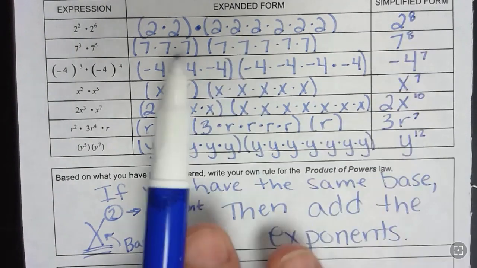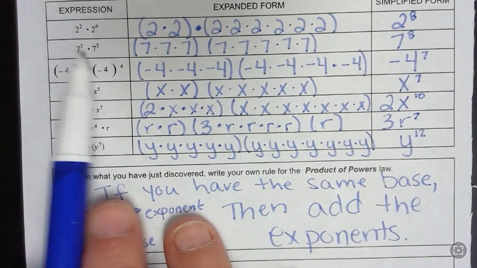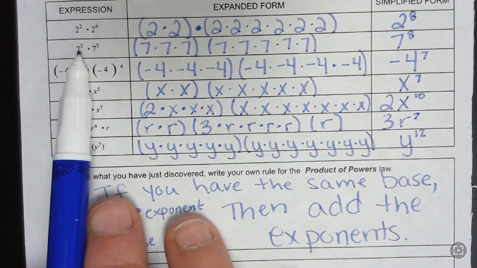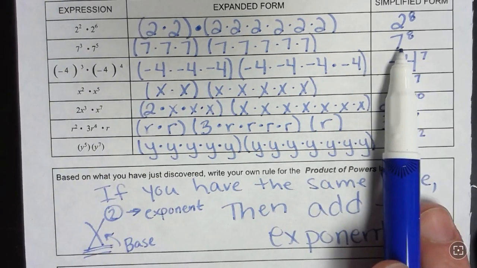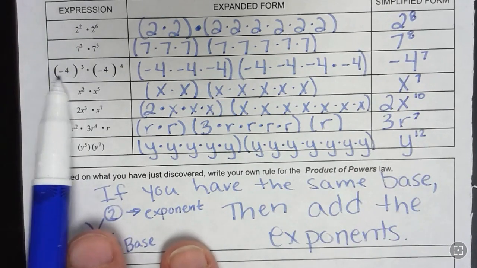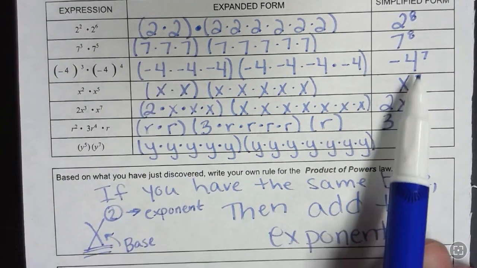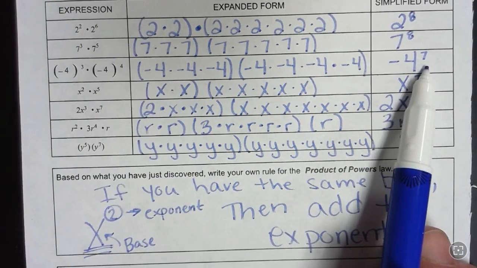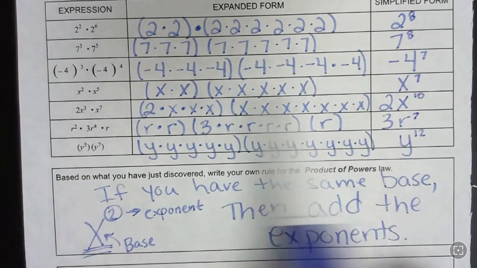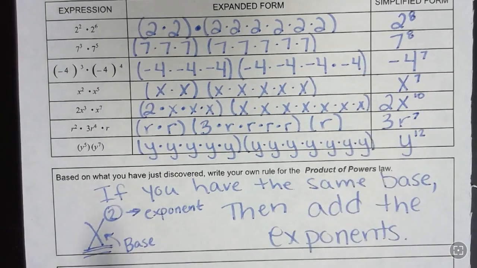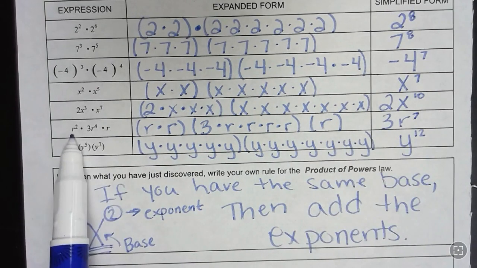The same thing happened here. I have the same base, so if I add the exponents, 3 and 5, I ended up with 7 to the 8th. Same thing here. I have the same base, -4. I add my powers together, 3 and 4, ended up being -4 to the 7th. So all of these fit the same bill, even like these really complicated ones.